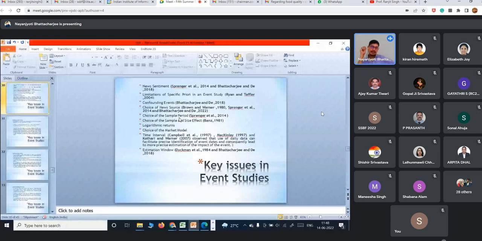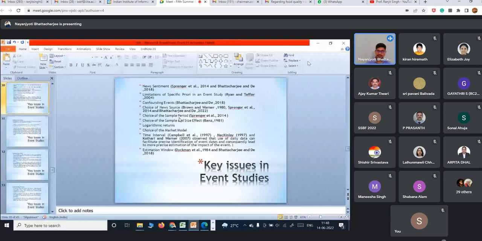And lastly, the issue of estimation window: what is the length of the window we need to choose when we are trying to estimate the parameters of the normal return generating models. A detailed discussion can be found in the work of Dickman, published in 1984, and if I'm not wrong, that work was published in the very prestigious Journal of Accounting Research. And obviously our work is published in Scientific Annals of Economics and Business.